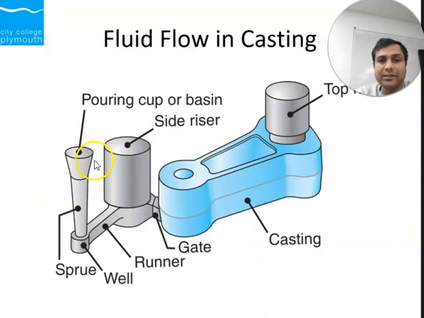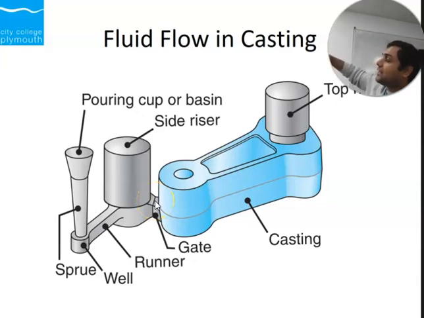Okay, now you can see here, that thing is a riser. This thing is where you're going to pour it. You're going to pour the liquid in. This is where the metal goes towards the cast object, that's known as the gate. The runner is where the metal runs and then it enters the gate.